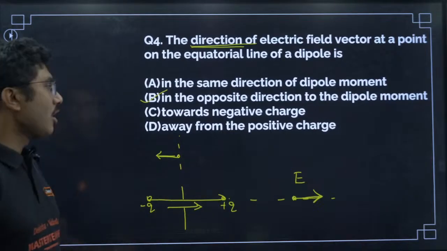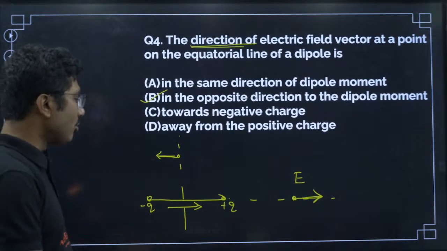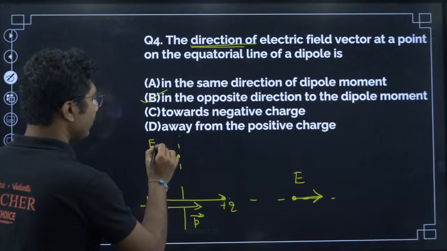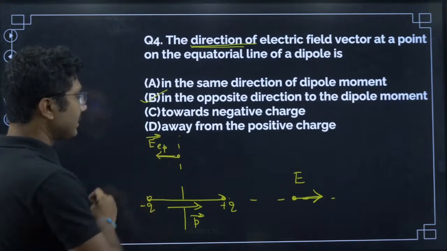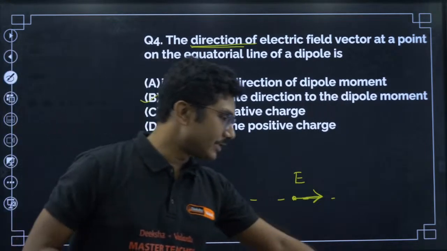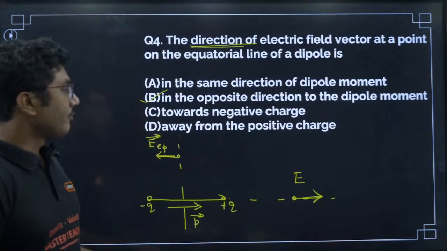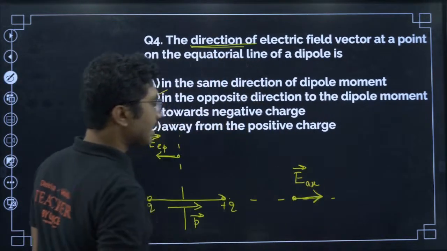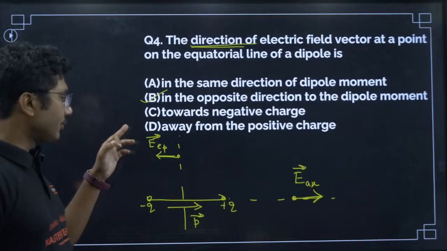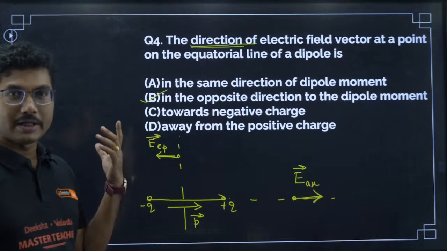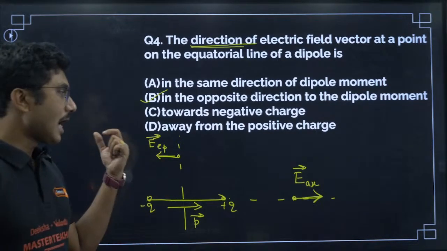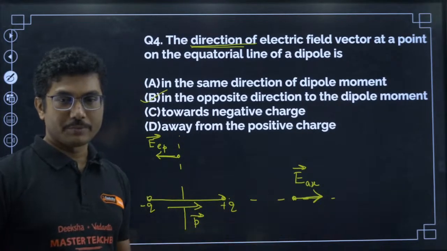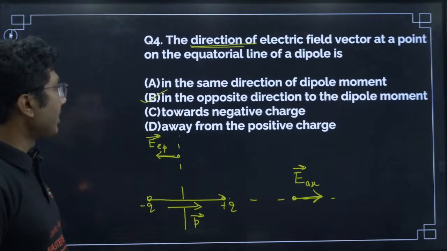Always remember that on the equatorial plane, the dipole moment P vector and the electric field vector are in the opposite direction. That's why their expression is negative, whereas for the axial case, it is in the same direction. That's why they are positive. So on the equatorial plane they are in opposite directions, and in the axial case they are in the same direction. Same direction means arrows will be in the same direction, right.